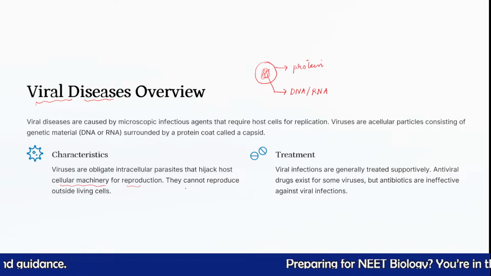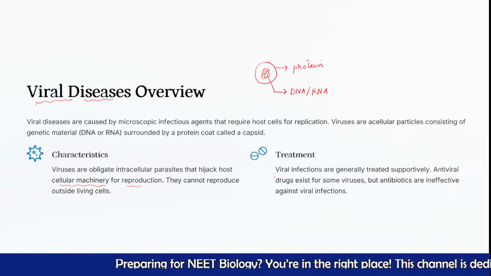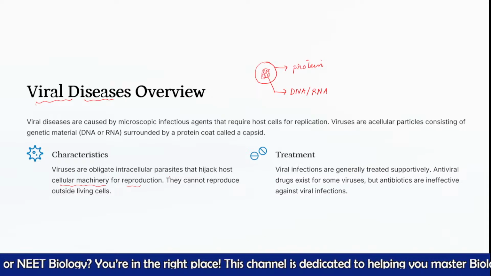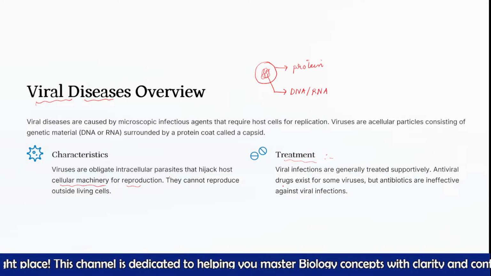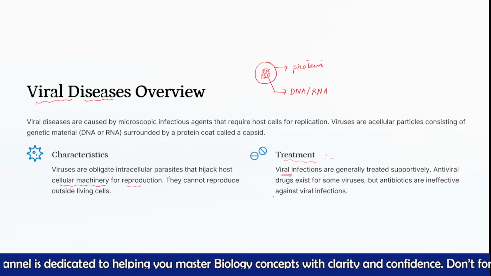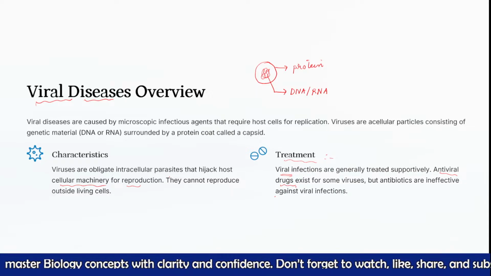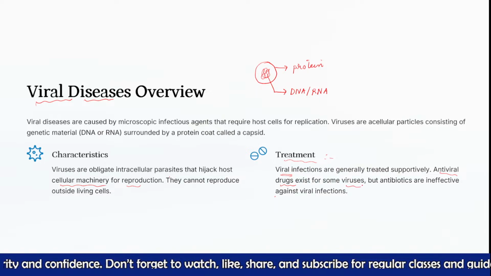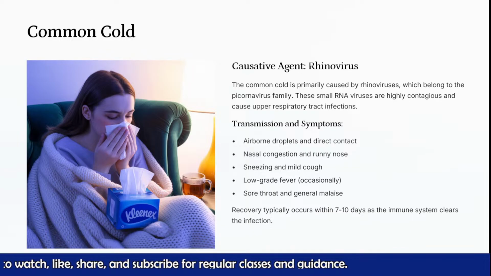Important point. Okay, so a virus is an obligate intracellular parasite that controls host cellular machinery for reproduction. After that, it reproduces with the help of this host cellular machinery. And when we are thinking about the treatment, antibiotics will not work in viral infection. Then what will work? Antiviral drugs will be useful for curing viral diseases, not the antibiotics. Let's have some examples of the viral diseases. One is common cold.